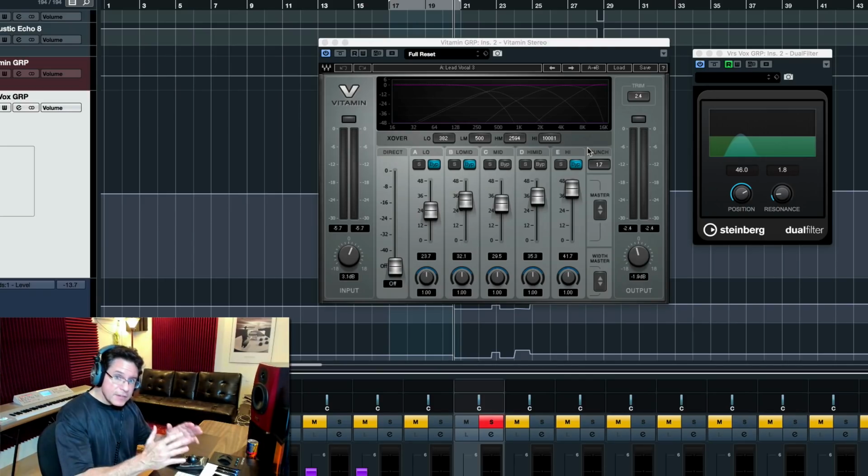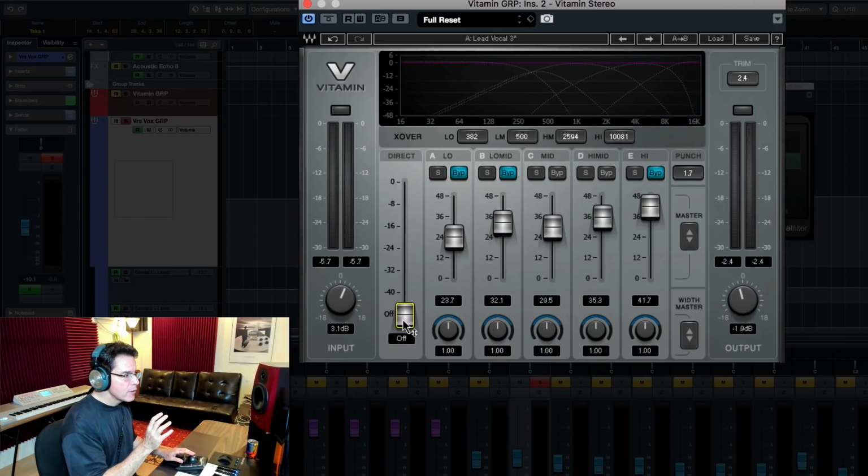And again, it's not just about hitting that frequency spot. It really is about getting that saturation, which I have over here on the right is a fader that delivers the full, dry, direct signal. I've got that completely out here.